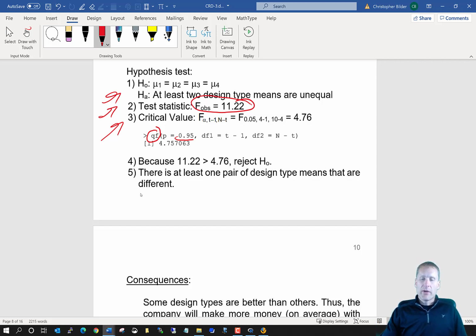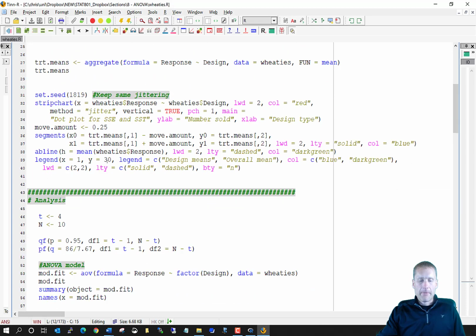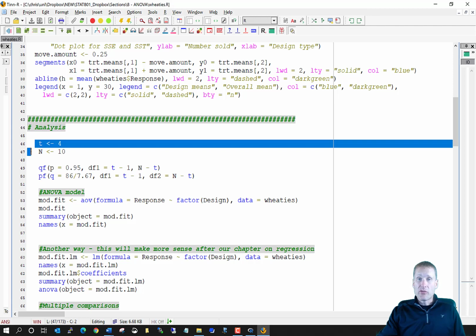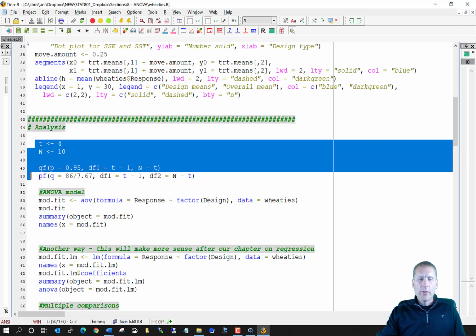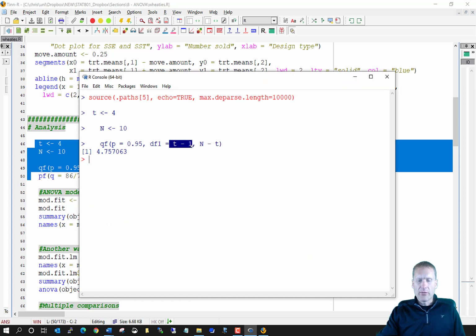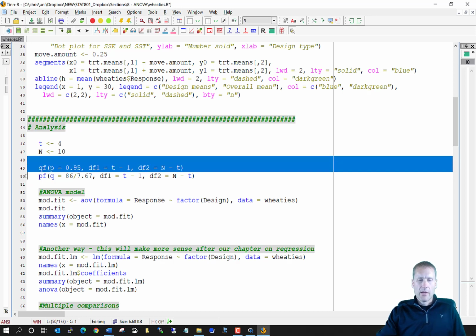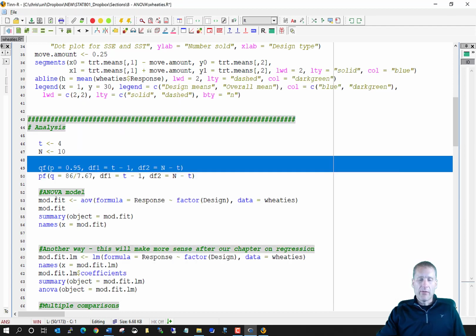I take my degrees of freedom, and let me go ahead and jump on over here to R. So I've already read in my data. And just to make things easy, I set my t value, which is the number of treatments or factor levels. I also set my number of observations to be 10. And if I combine that with the qf function, where I put the degrees of freedom, I write it in there correctly. Note that I could have put this there as well. Remember, df1 corresponds to the numerator degrees of freedom. df2 is the denominator degrees of freedom in this kind of situation. And so my critical value is 4.75.